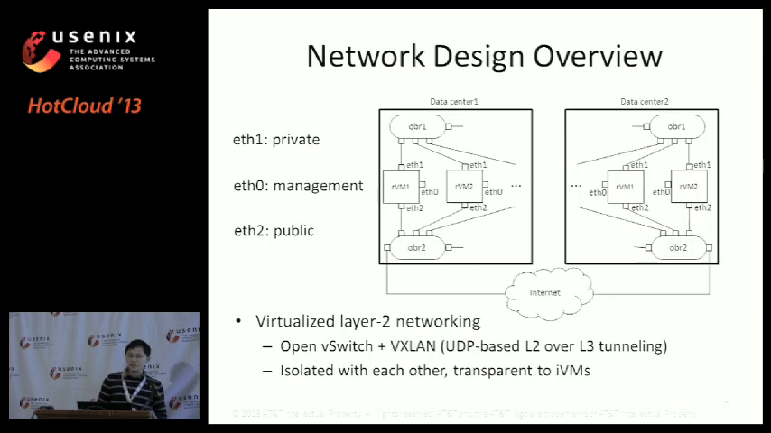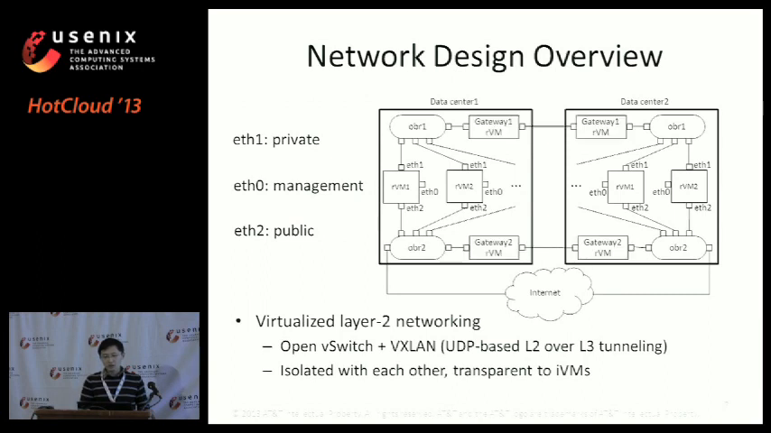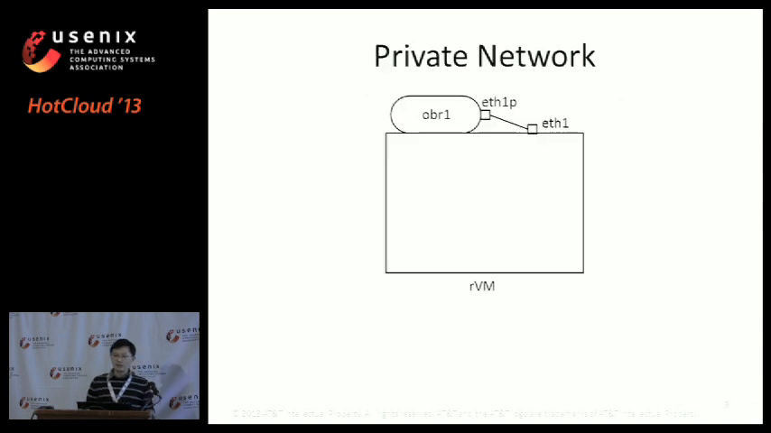Suppose we have additional data centers like this one. We just need to create some gateway RVMs to build extra tunnels between data centers to provide inter-data center connections. So this is the overview design of our network in Inception Cloud. Next, let's take a deeper look, first at the private network design.